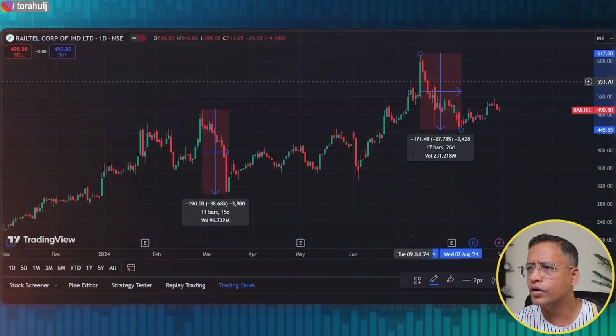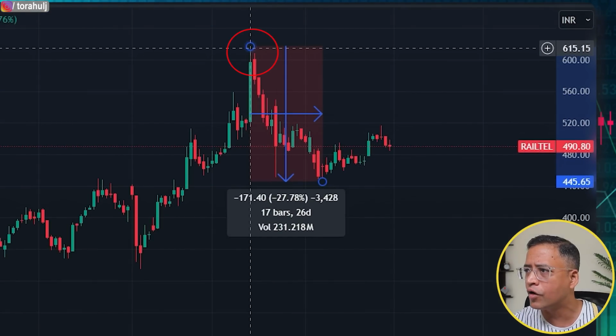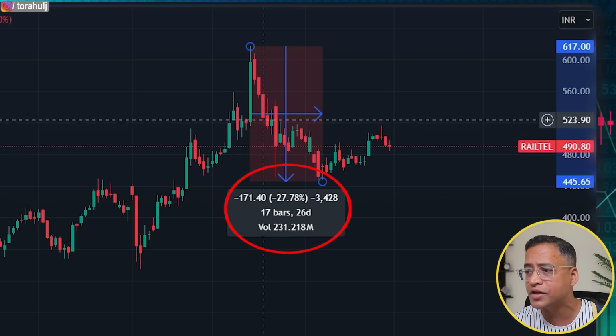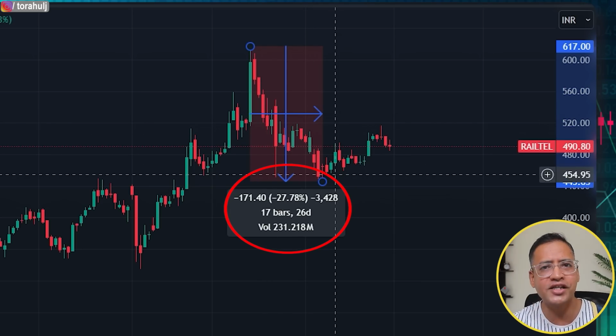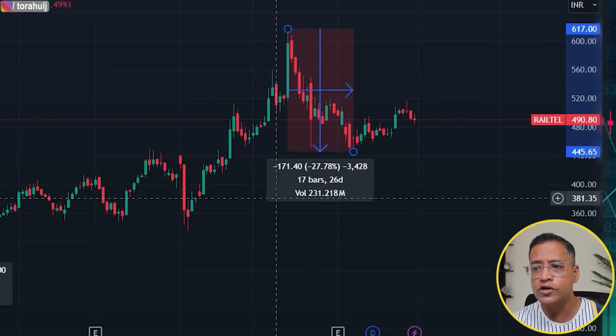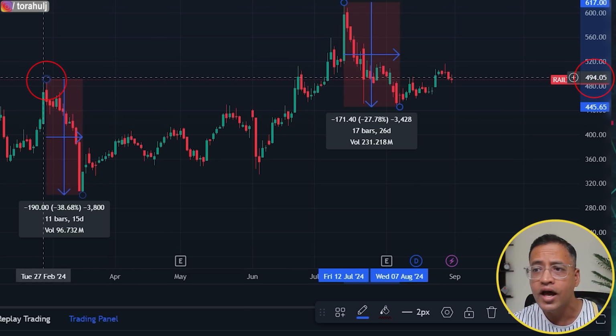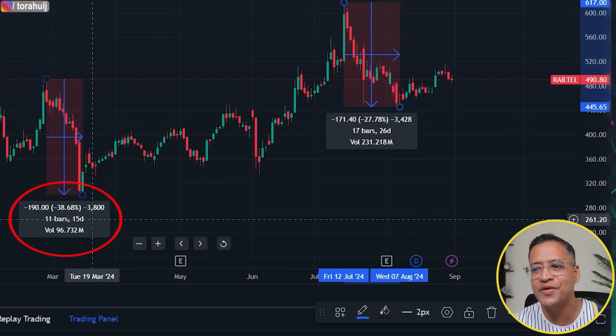Yes, absolutely. And if you look at the technical chart here, very quickly, you will note that the stock hit an all-time high of around 615 rupees level. And from that time onwards, it went down by almost 28% within a few days. So there was a deep correction that happened just a few days ago. Also, if you look at this deep correction here, the stock was trading at around 494 level and it fell by almost 38% within a few days.